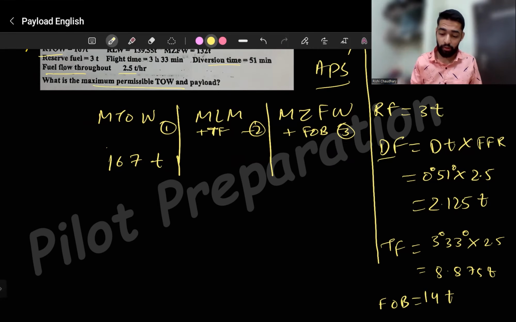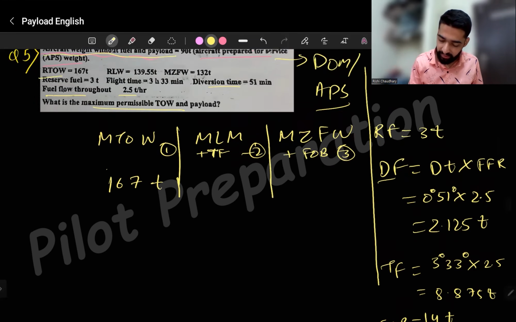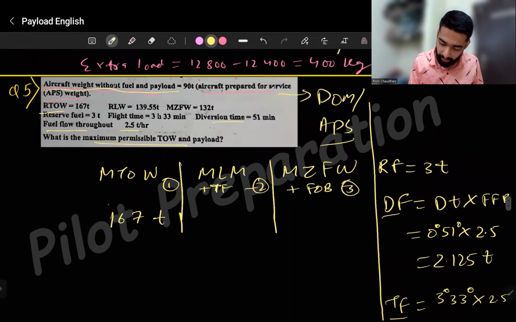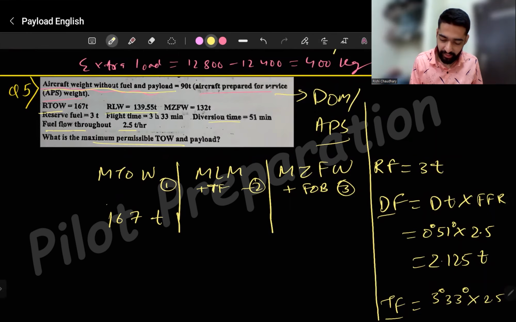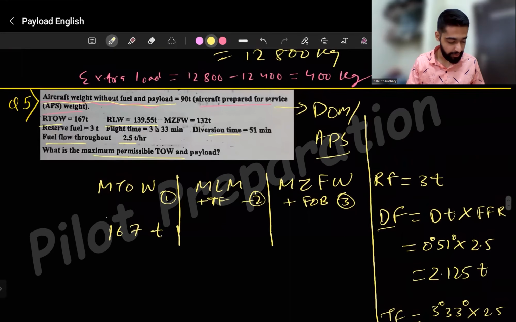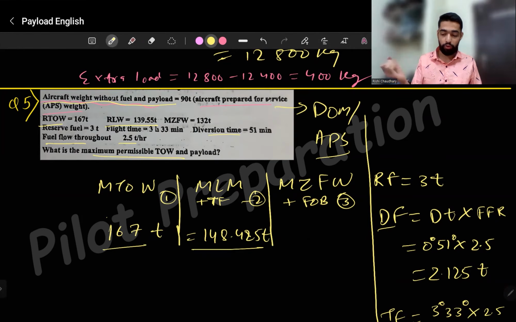So takeoff weight will be the lowest of the three. So this will be MLM plus TF. This trip fuel will be how much? 8.875. My MLM is nothing but RLW, restricted landing weight, that is 139.55. 139.55 plus trip fuel, 8.875, is equal to 148.425 ton, right? This is 167 ton. This is 148.425 ton. And MZFW should be how much?